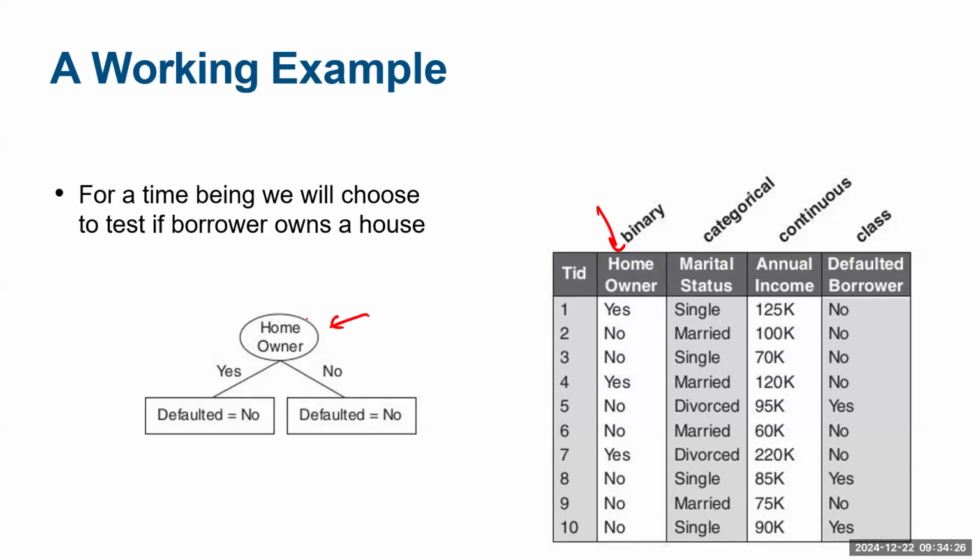For my clients who have a home, what is my data? I look at the yes, so I have 1, 4, 7. And on the right side, my data is equal to 2, 3, 5, 6, 8, 9, 10. So I split my data into smaller sets based on one attribute.